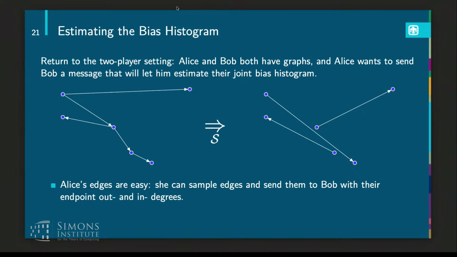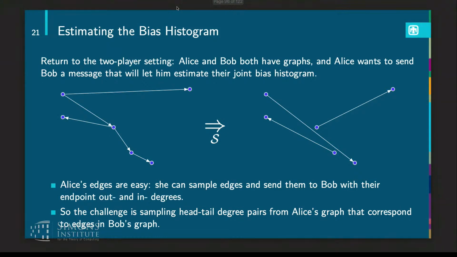So estimating how Alice's edges contribute to this histogram is actually very easy, because what Alice can do is randomly sample her edges, and to each of those samples, she would attach the biases and the degrees of the two endpoints, and send them over to Bob. He could then look at his own input and say, okay, since I know the bias in the degree analysis graph, I'll find out what the bias is in the graph as a whole using my graph, and then slot them into the right place in this histogram.